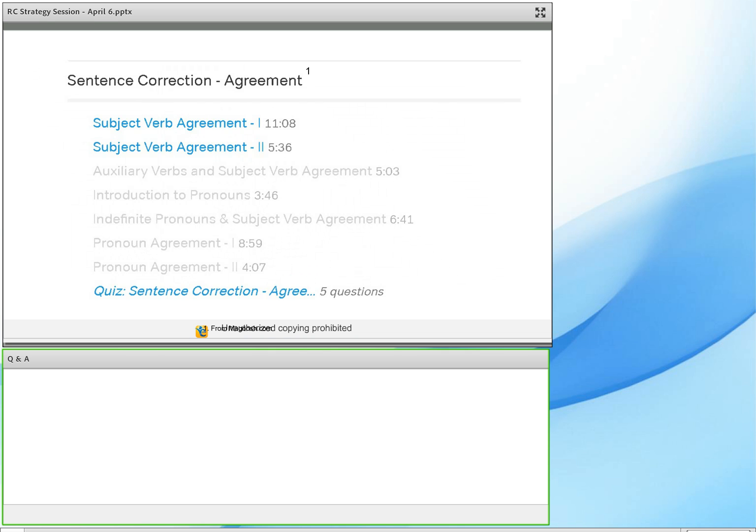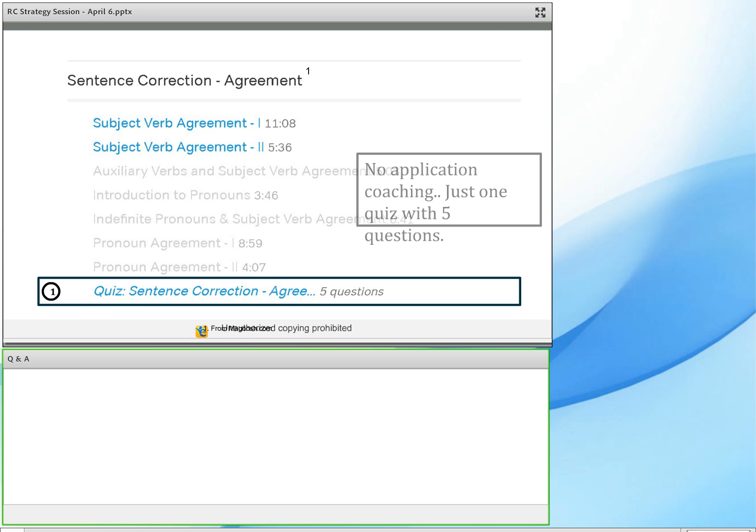Now compare the same thing to the Magoo course. What you're going to find is that there is no application file. The emphasis on teaching application is not there separately. There's just one quiz at the end. Again, it doesn't give you feedback. There's no score over here. The goal is not to give you personalized feedback, but just to provide you with some practice.